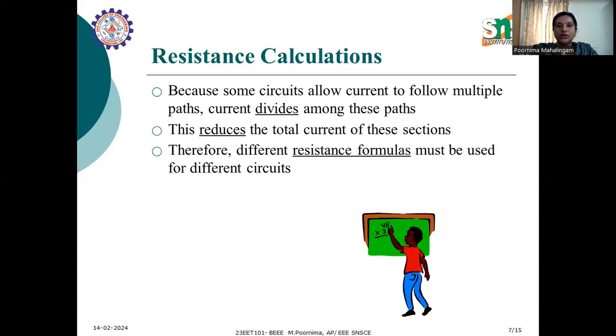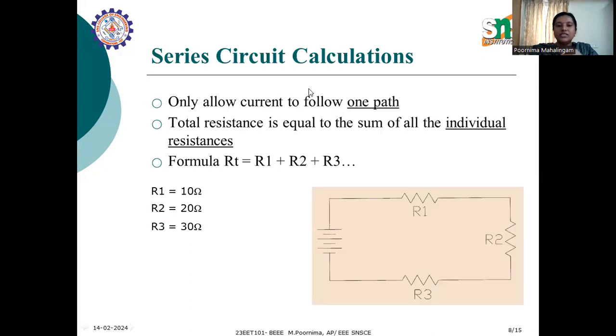Now the resistance calculations. Because some circuits allow the current multiple paths, the current divides among these paths, which reduces the total resistance of these sections. Therefore, different resistance formulas must be used for different circuits. If it is series, we use one formula. If it is parallel, the formula changes. And for combinations, it changes again. Here we can see the series-parallel combinations.